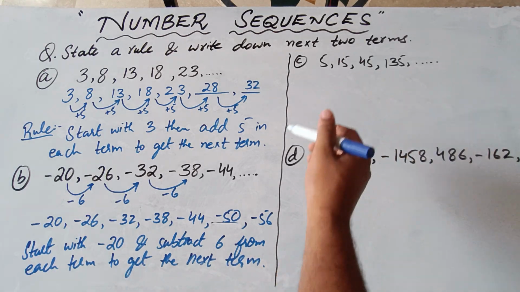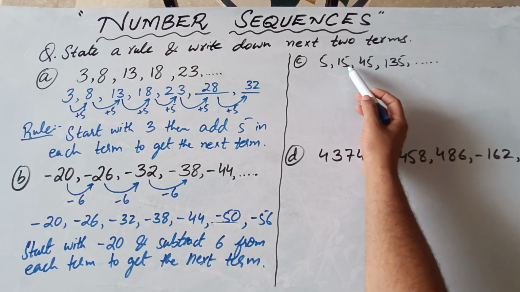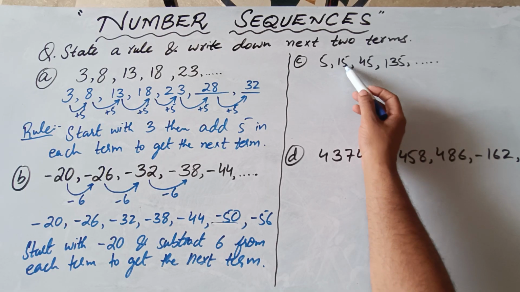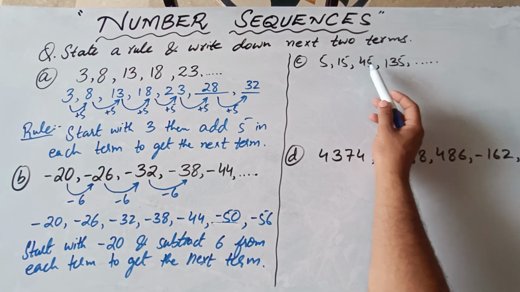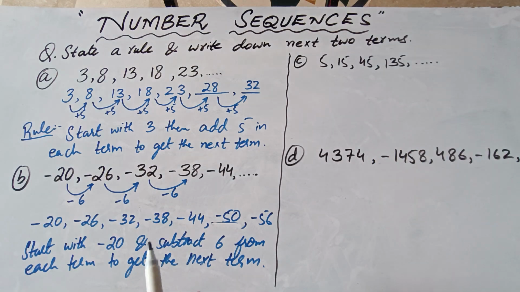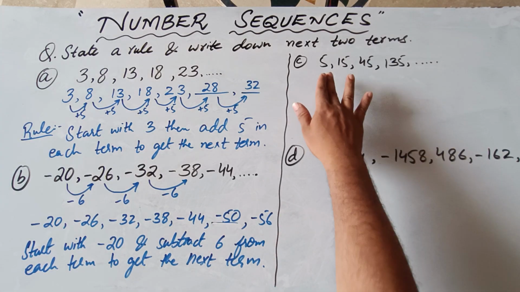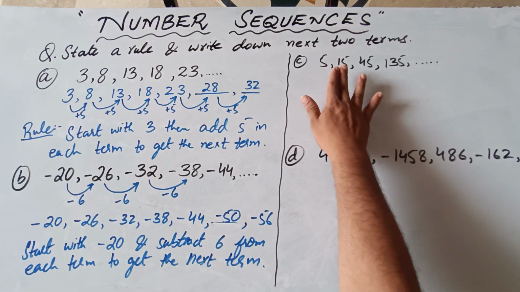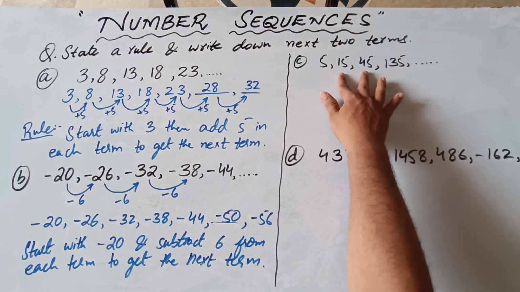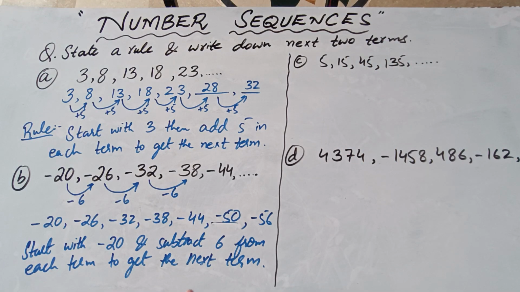Now look at the next part. It's written 5, 15, 45. If we add 10 to 5, we get 15. Now if we add 10 to 15, 15 plus 10 is 25, but it's not 25, it's 45. So it means that with addition, the sequence is going to be wrong. If we look at it this way, 5 plus 10 is 15, then 15 plus 30 is 45, but again there is no particular pattern going on over here.